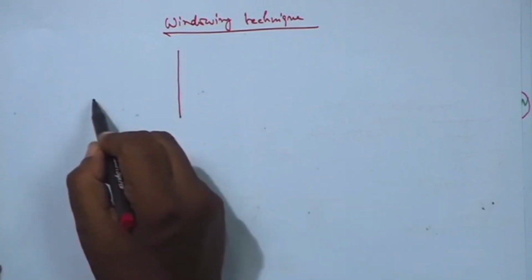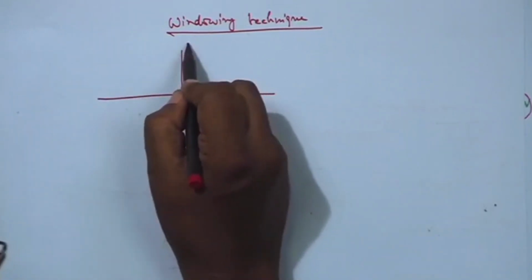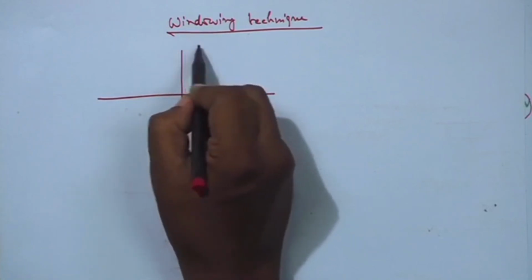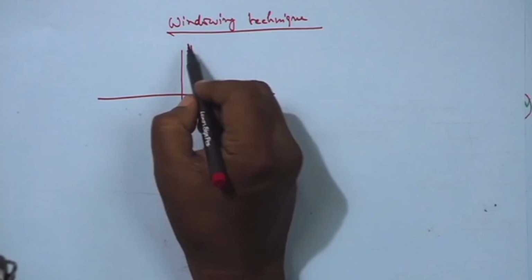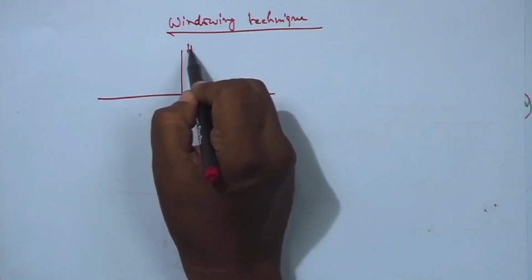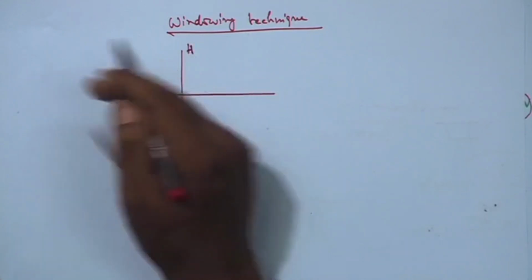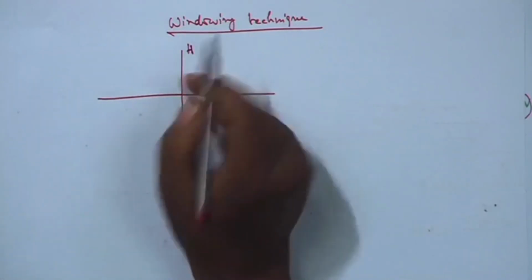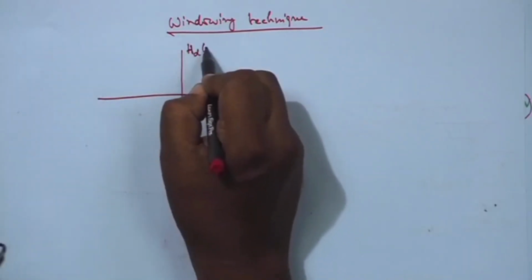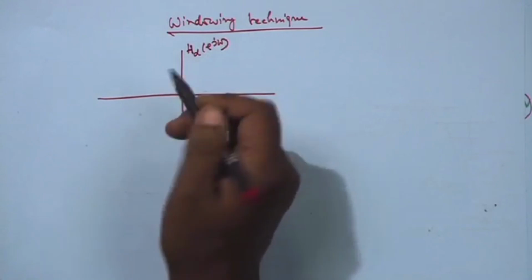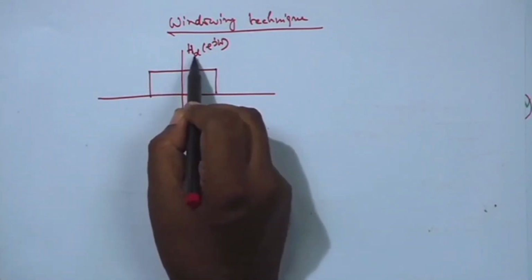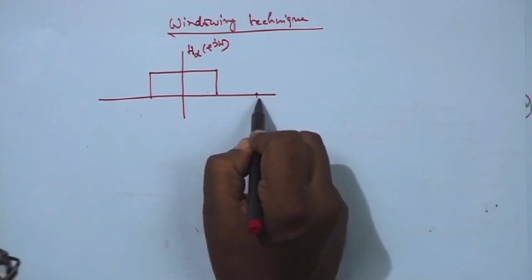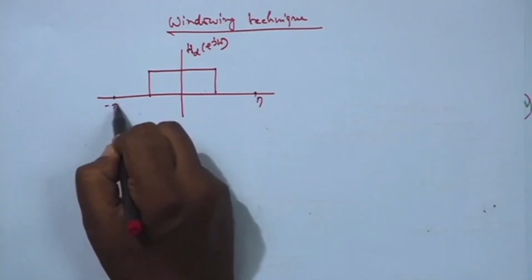Suppose you start with a very ideal low pass filter. I am considering the magnitude part only. Phase part, suppose we are assuming to be 0, or otherwise phase is linear, you can add a phase component. I will deal with just magnitude part, assume phase to be 0, say H d e to the power j omega. D for desired, this is my desired low pass filter, absolutely fine.